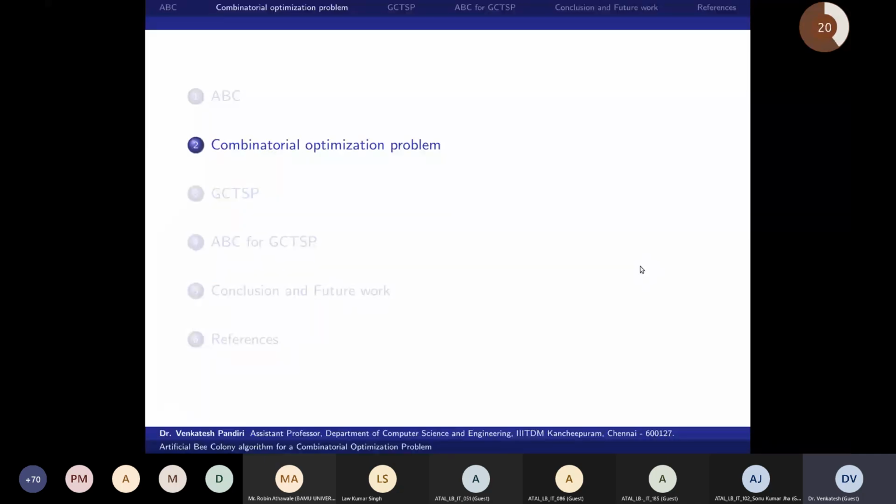So basically, what is a combinatorial optimization problem? The most important thing that we need to do whenever we are solving a problem is to research that problem first. What kind of problem it is: whether it is a continuous optimization problem, a discrete problem, a combinatorial optimization problem, a multi-dimensional problem, or a multi-objective problem. We need to identify that. Among all these problems, we will now see what actually a combinatorial optimization problem is.